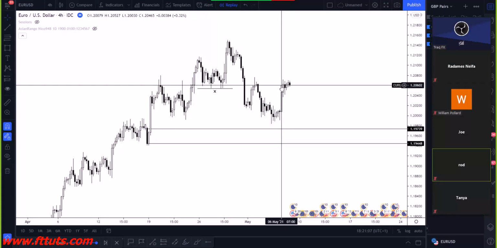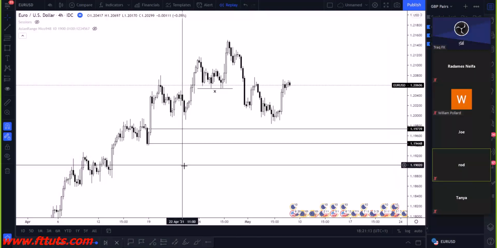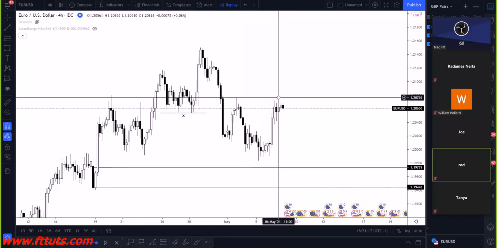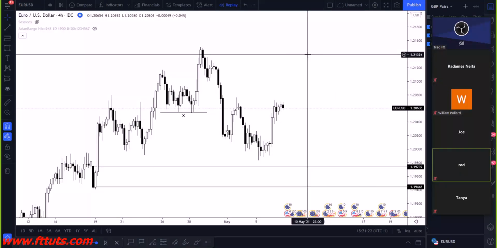Now, this also depends on what type of trader you are. Let's see what you said. Also imbalance. Yeah, definitely. I was going to get into that right now. But this also depends on what type of trader you are, because if you're intraday, right, you like to scalp, you don't want to wait for those major moves. What you could also do is trade like this.